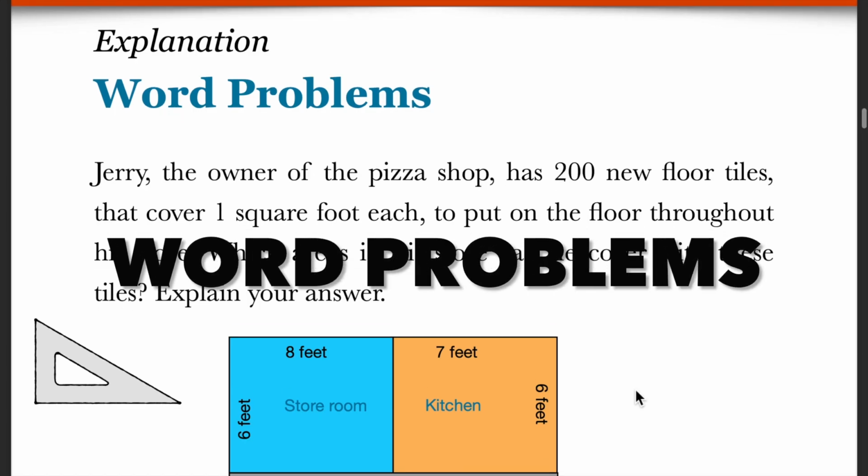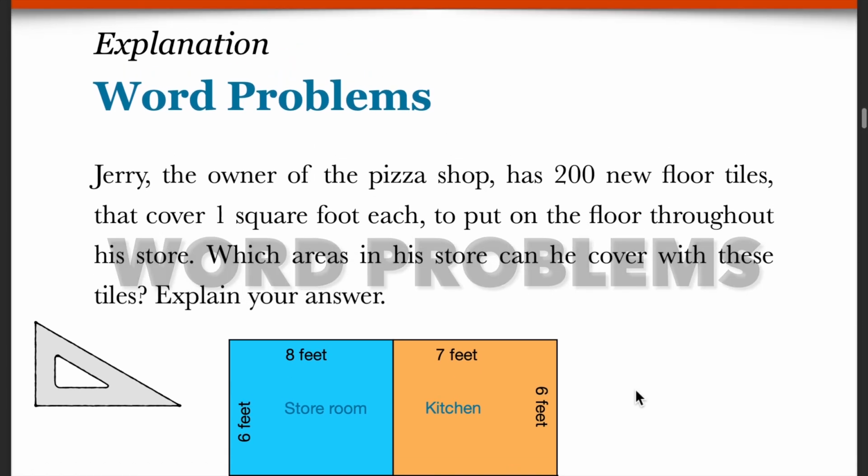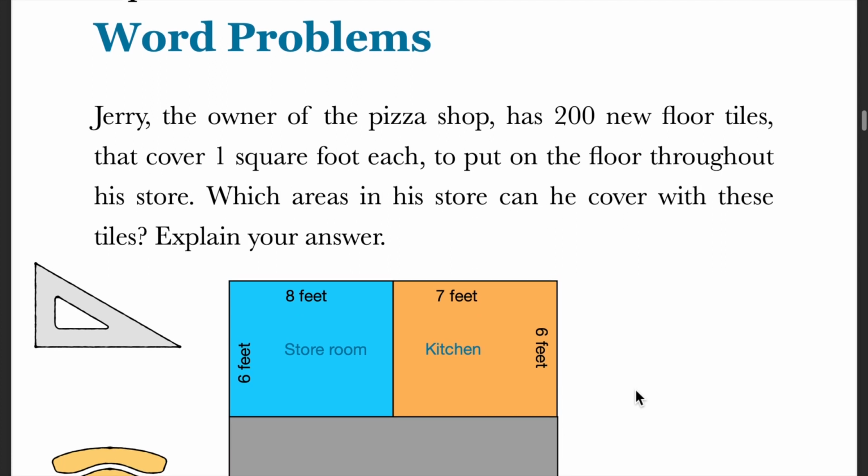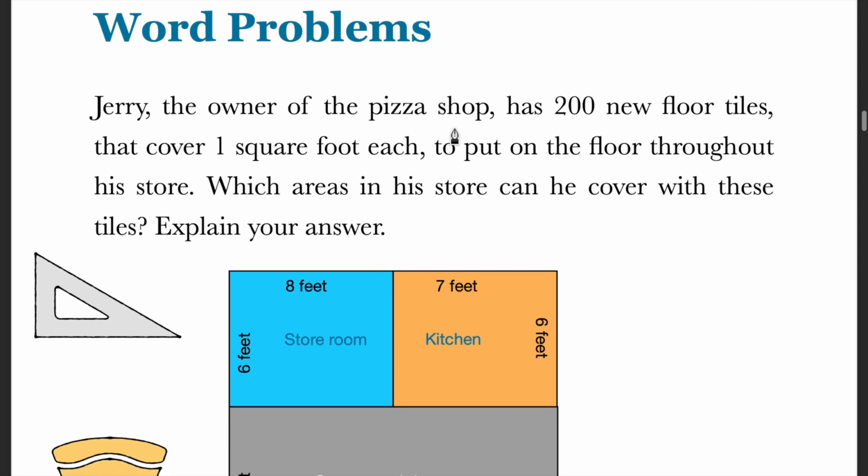Okay, so let's say we have this word problem here. We're going to figure out the answer to this word problem. Let's see what we have here. Jerry, the owner of a pizza shop, has 200 new floor tiles that cover 1 square foot each to put on the floor throughout his store. Which areas in the store can he cover with these tiles?